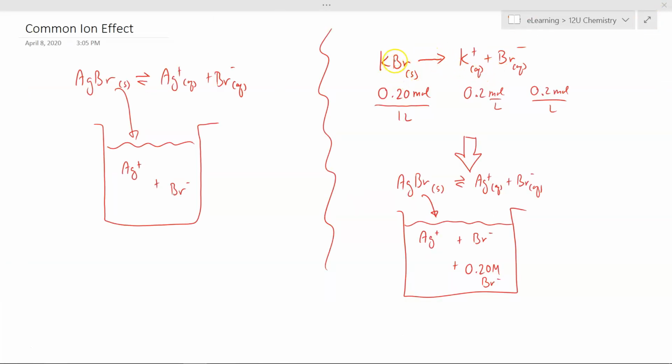So because potassium bromide is very soluble in water, there's no need for you to write down an equilibrium arrow. Just draw a one-headed arrow to show that it completely breaks up, completely dissolves and dissociates. So one potassium bromide will release one potassium ion and one bromide ion.